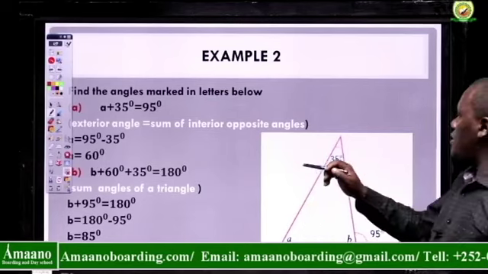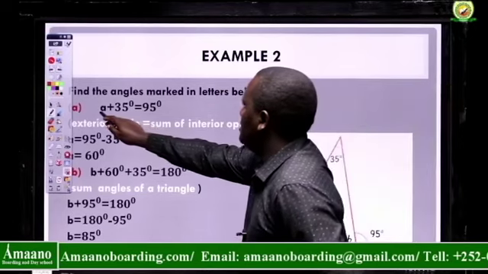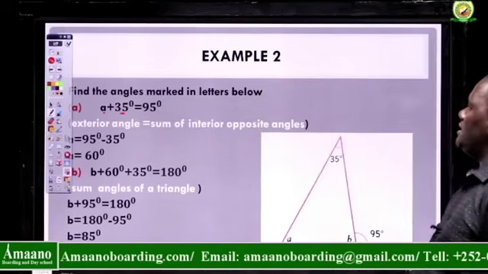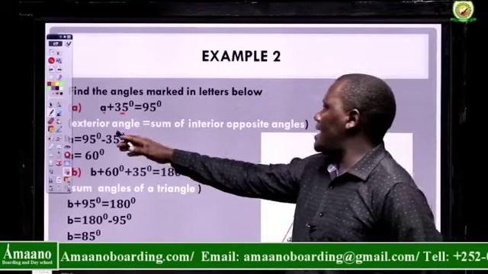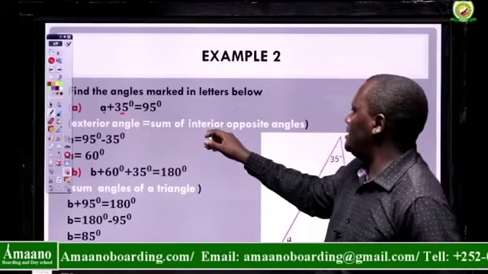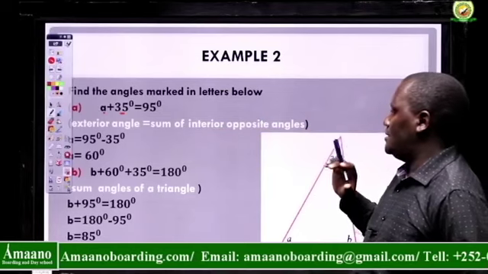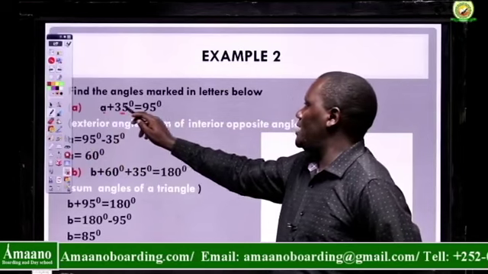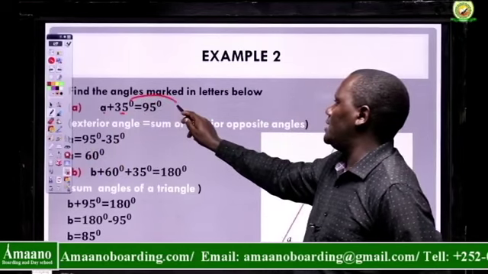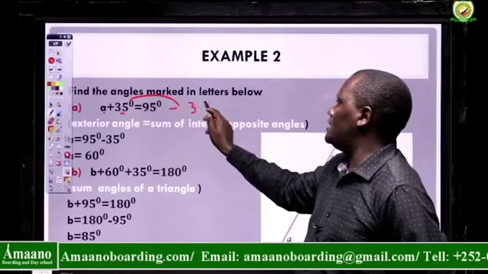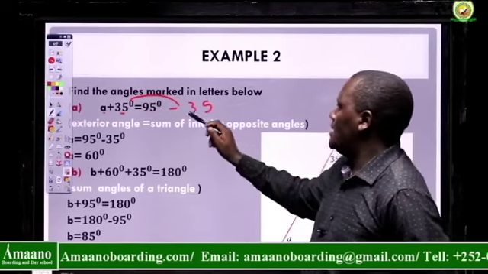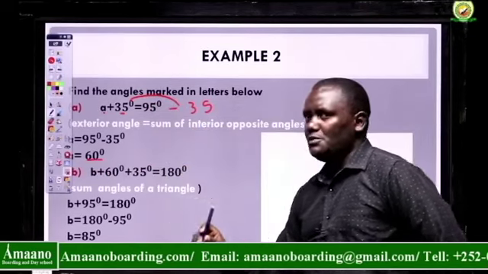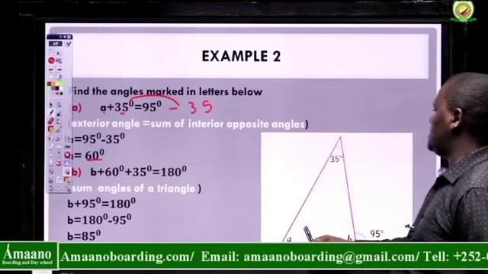That means angle A that we have here, A plus 35, equals 95. That's exterior angle equals the sum of two interior opposite angles. For me to find A, I'll take this 35 to the other side, and the sign will change to a takeaway. That's going to be 95 take away 35, I find 60. That means angle A is 60.